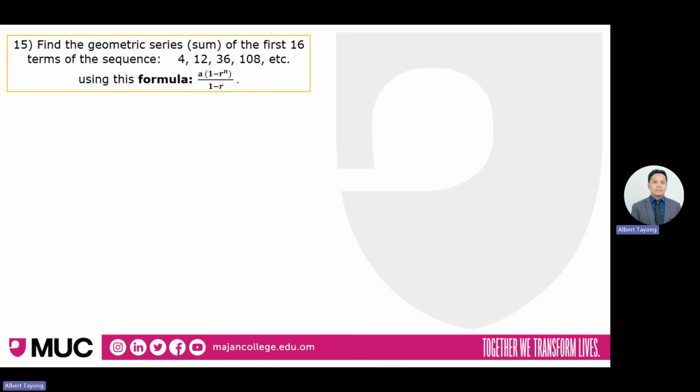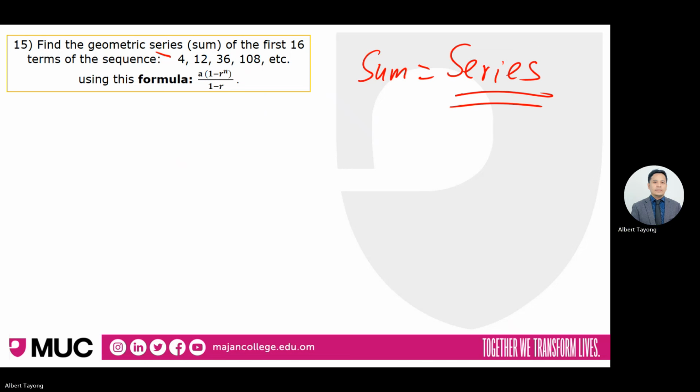Number 15, actually, you are going to find the sum of the first 16. We call that a series. Sum of terms actually is called a series. So here the formula is given. That is S sub n. S here is series, the sum of a number of terms. We have A times the quantity 1 minus R raised to the power of n over 1 minus R. So you have to find A and find your R.